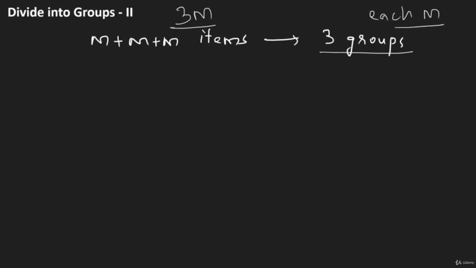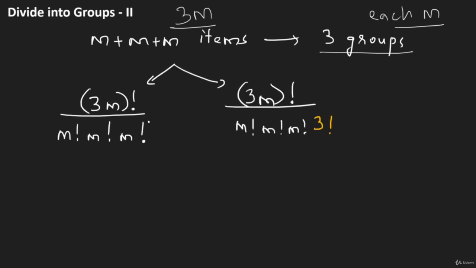Now again, over here also you have 2 cases. If you can differentiate it from the outside, that would be 3M factorial by M factorial into M factorial into M factorial. And if you cannot differentiate it from the outside, that would be 3M factorial by M factorial into M factorial into M factorial divided by 3 factorial.